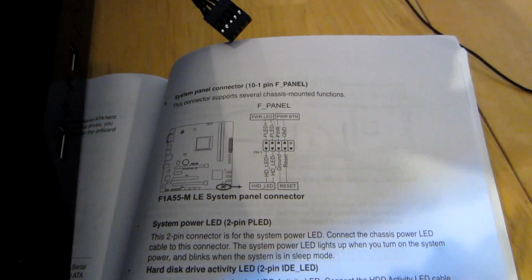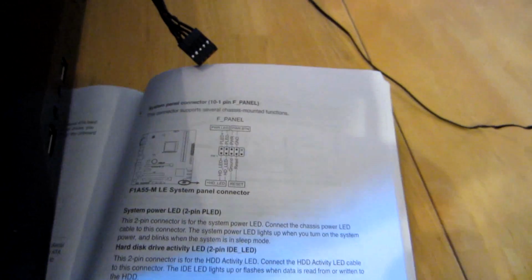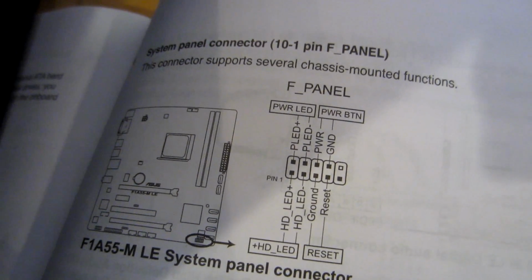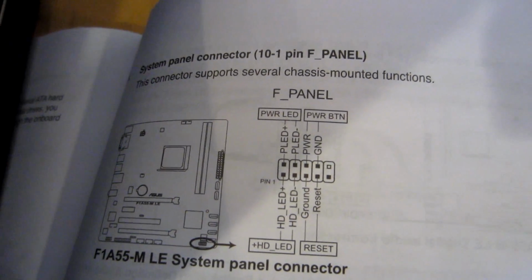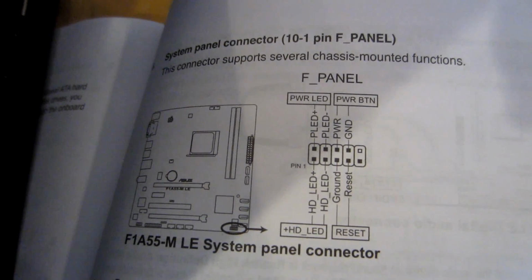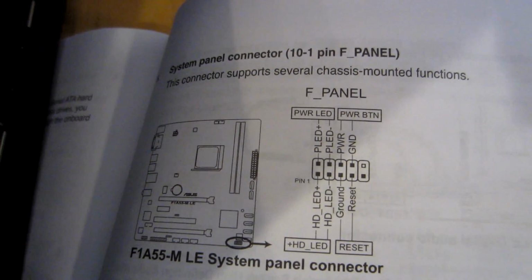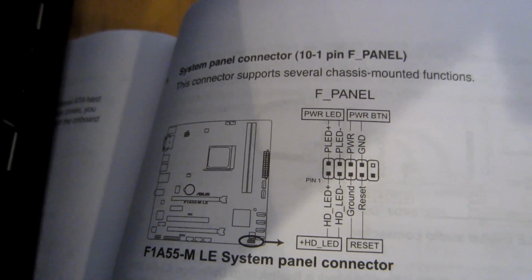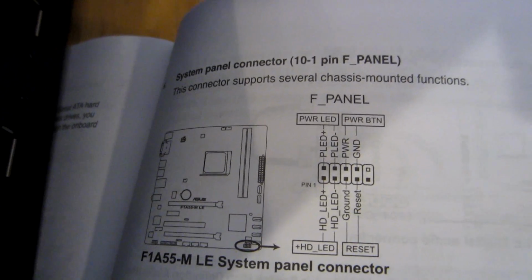Okay, look in here, we can see that, I don't know if you can see that or not. That's a close-up shot of kind of what that looks like in your book. Don't have enough light here for the camera to be focused in real well, so sorry about that. There it goes. It's a little more focused now. You can see that's our system panel connector. It actually shows you, like, the bottom left is HD lead positive, and then HD lead negative, ground, and your reset switch, and then on the top you get your power lead and power button.